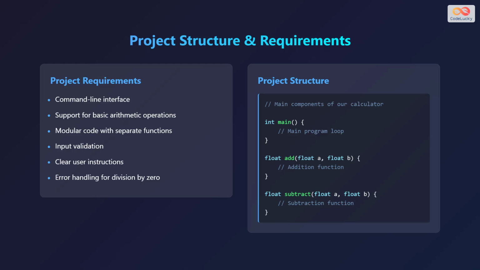Now let's define the project structure. The main function serves as the program's control center, orchestrating the calculator's operations. Addition, subtraction, and other functions will perform the respective mathematical operations.